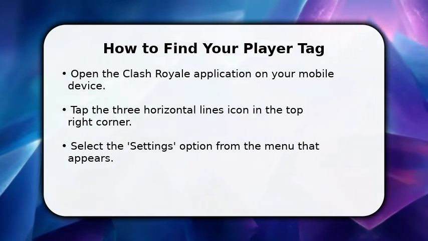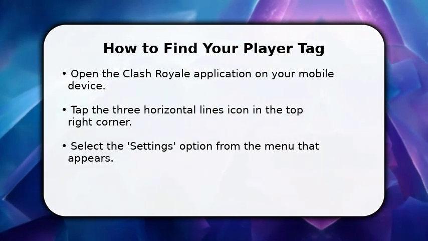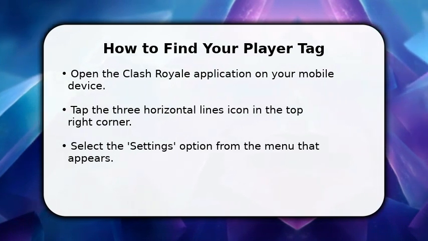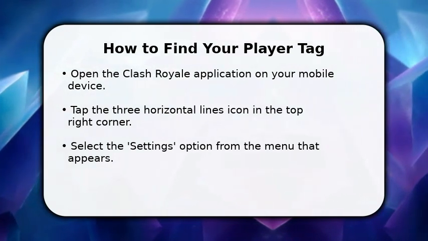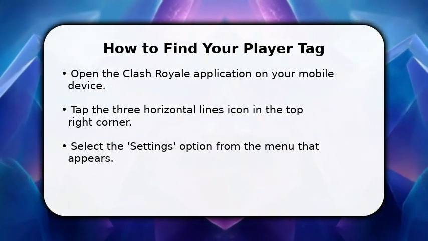Once the game loads, look for the 3 horizontal lines icon located in the top right corner of your screen. Tap on this icon to open a menu. From this menu, you will then select the Settings option to proceed to the next step.